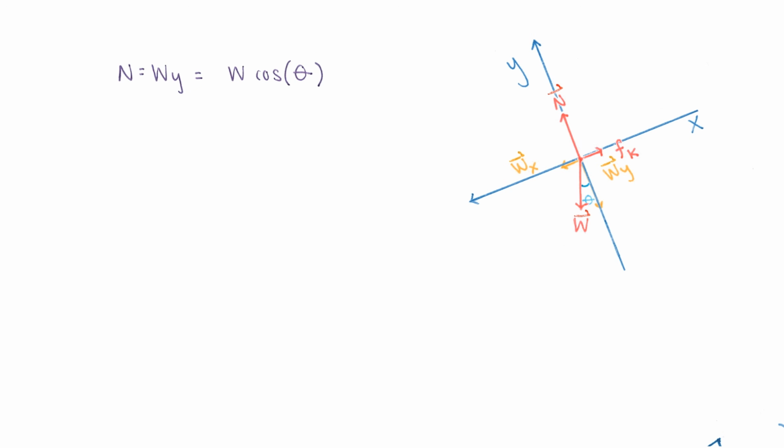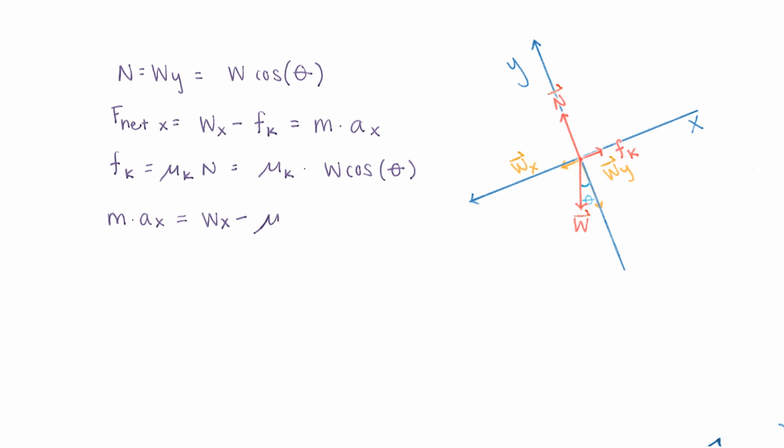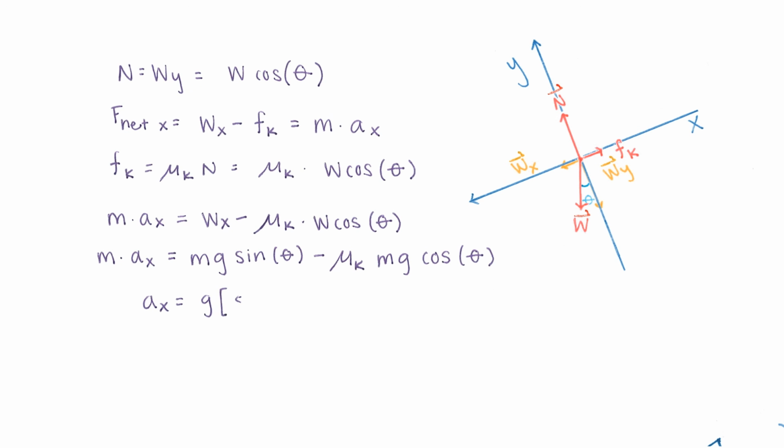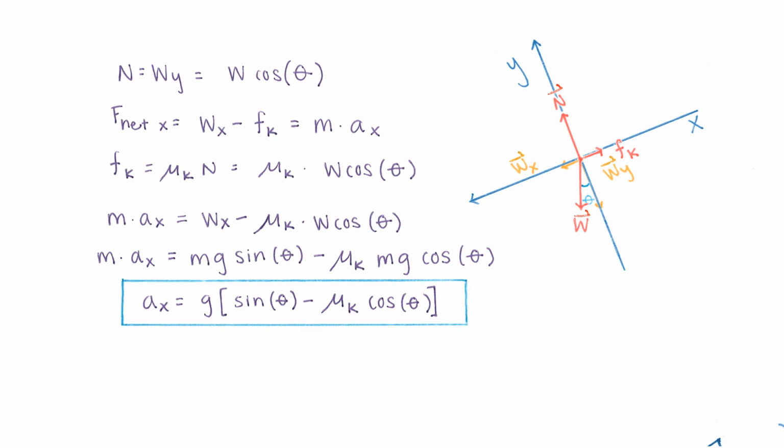The net force in the x direction is what accelerates the box down the ramp. In this case, the net force is Wx minus the force of friction. And the force of friction is mu times the normal, which is mu times W cosine theta. So max equals Wx minus mu W cosine theta. Max equals mg sine theta minus mu mg cosine theta. And finally, the acceleration is g times sine theta minus mu cosine theta. And that makes sense because the acceleration will be smaller than what we had before. It's like the friction is taking some of it away. I think that's enough for now.